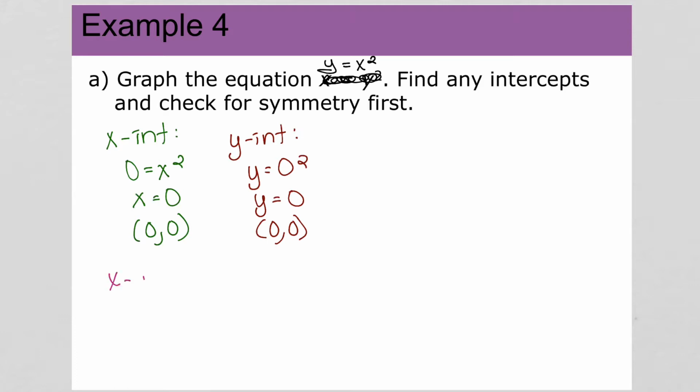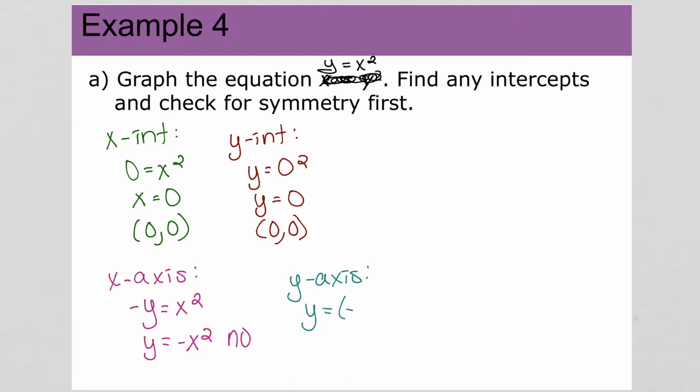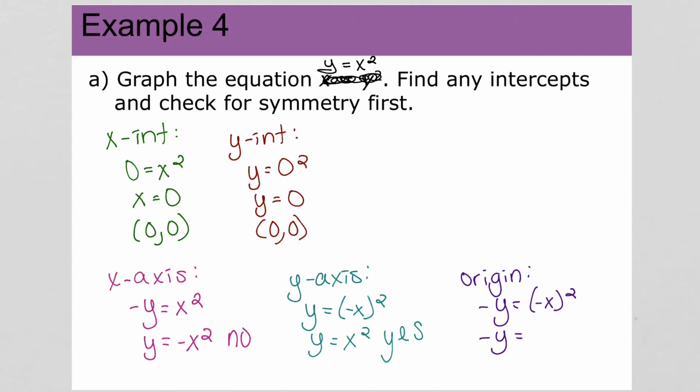Now we'll check for symmetry. For the x-axis, let y be negative. So no, we're not symmetric with respect to the x-axis. For the y-axis, let x be negative. And we do get y equals x squared. So yes, it is symmetric with respect to the y-axis. And then the origin, no, it's not symmetric with respect to the origin.